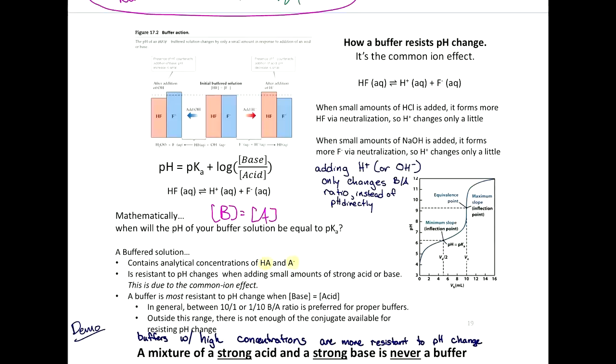And then here are some other ideas. Your buffer is most resistant to pH changes when you have large numbers in your base to acid ratio. When you have a lot of moles of stuff to neutralize, high concentrations are more resistant to pH changes, because adding acid or adding a strong base will only change the numbers in that base to acid ratio a little bit if the numbers already start off big.